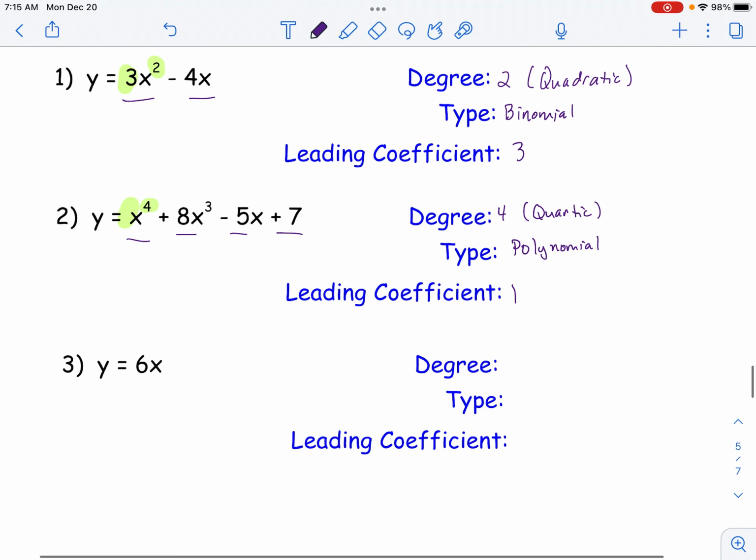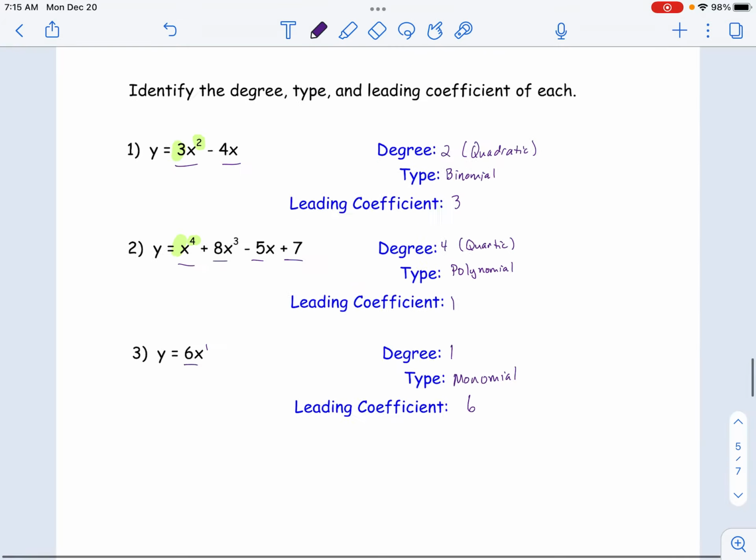All right, the degree here is 1. There's no exponent on x, so it's not a 0. It's a 1. The type is a monomial. And then the leading coefficient here is a 6. That's the number out in front of x.